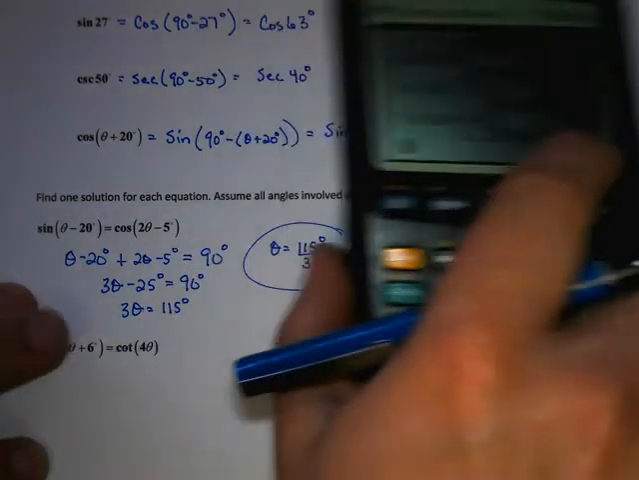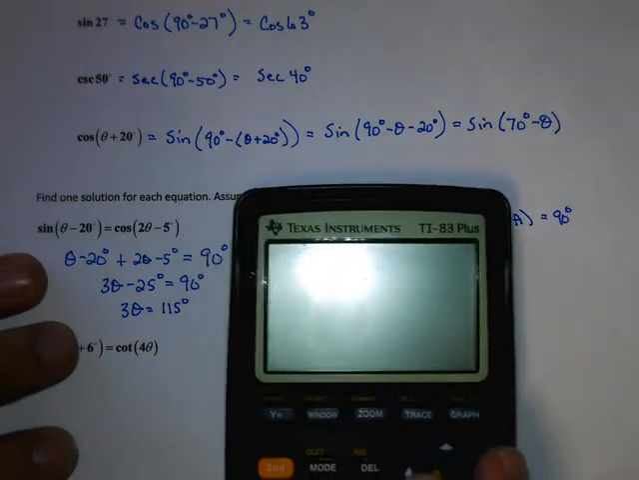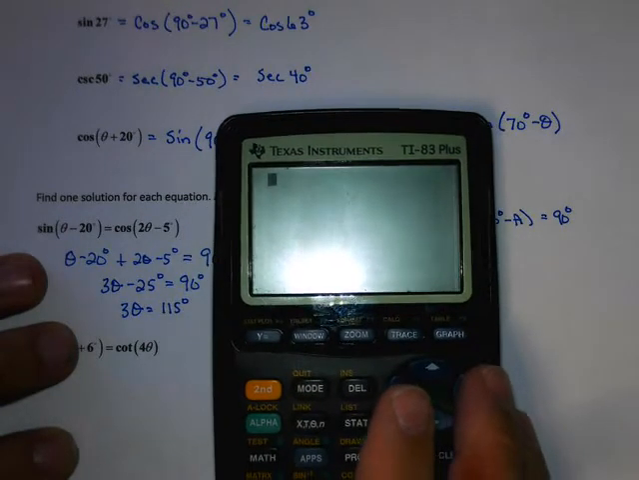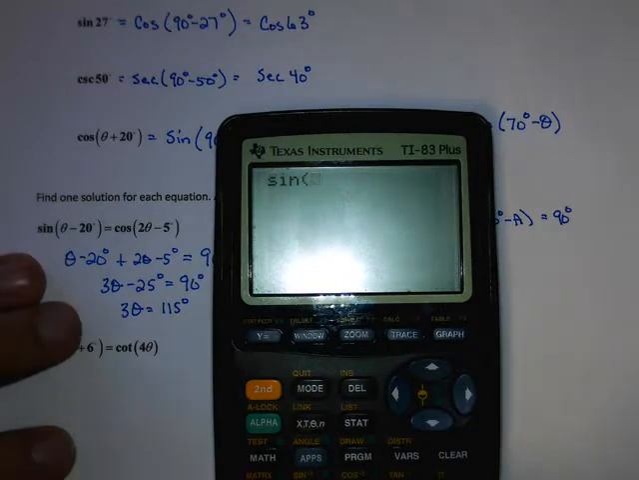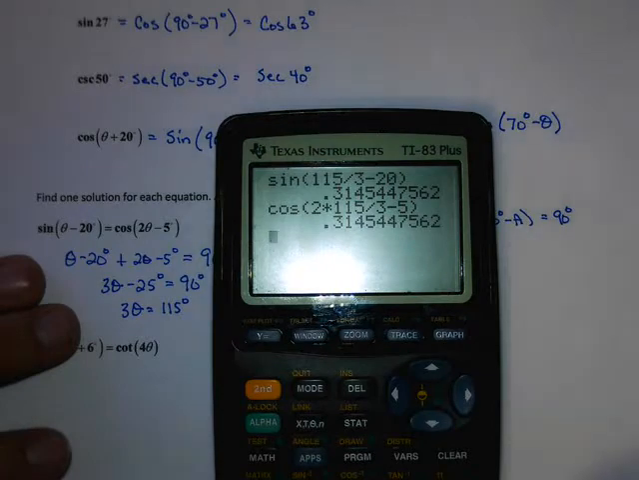And if we check that, if you can see here, there is a glare. If we go sine, my theta was 115 divided by 3 minus 20, and I get 0.314. It doesn't matter what that value is, as long as when I go the cosine of 2 times 115 divided by 3 minus 5, that cosine is the same as that sine.